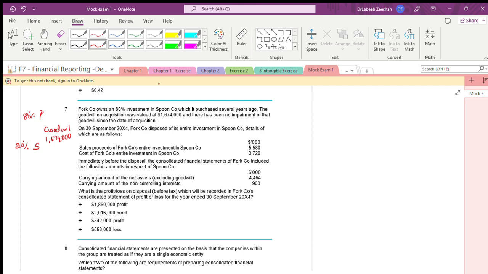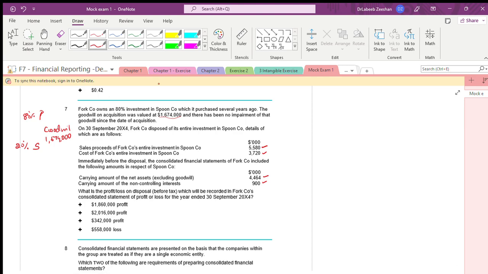Now they have sold it. How much have they sold it for? 5,550. Cost is how much? 3,720. Cost of the Ford investment in the beginning. Immediately before the disposal, the consolidated statements include the following amounts. Net carrying amount of the net assets is 4464. Carrying amount of non-controlling interest is how much? Goodwill is how much? Goodwill is 1064.